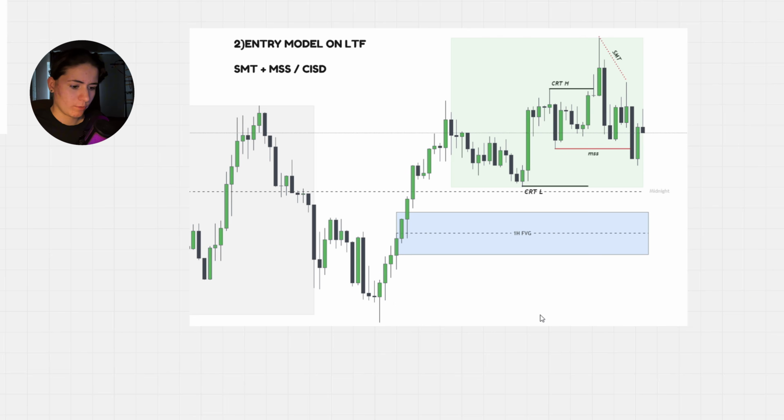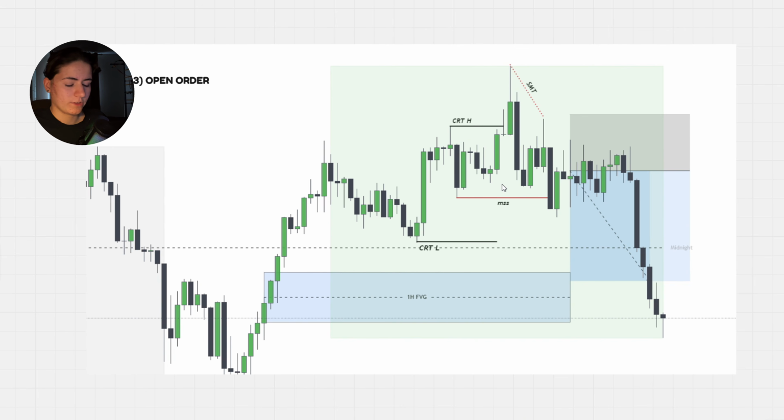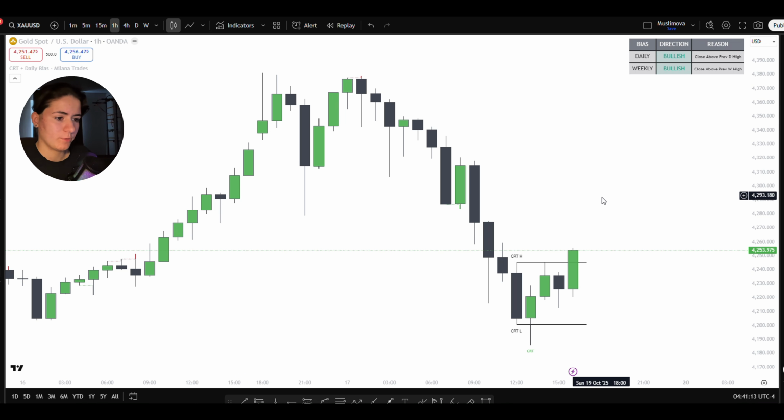When we switch to a lower time frame, we want to see a confirmation. For example, SMT divergence plus a market structure shift or change in state of delivery. There is also a trigger around the hourly imbalance zone, and once we get the confirmations, that's where we open the order.